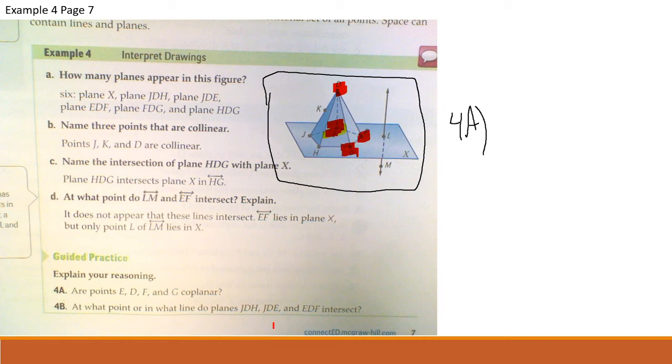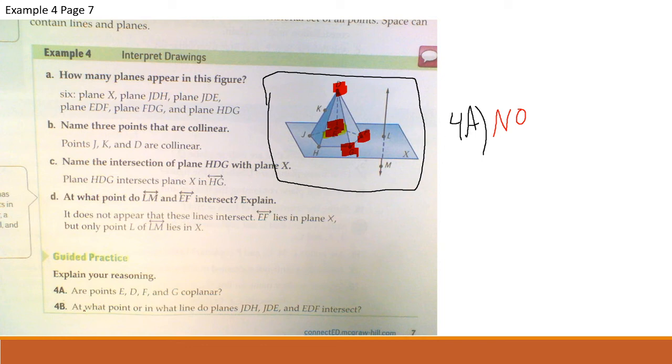Are they coplanar? Well, not quite. E, F, G are coplanar, but D is up here, and it doesn't quite line up in the same plane as E, F, and G. So in this case, we'd have to say no. D is not coplanar with the rest, so no, they are not coplanar. Again, in order to be coplanar, all of them have to be in the same plane. If one of them isn't, then the entire thing is a no.